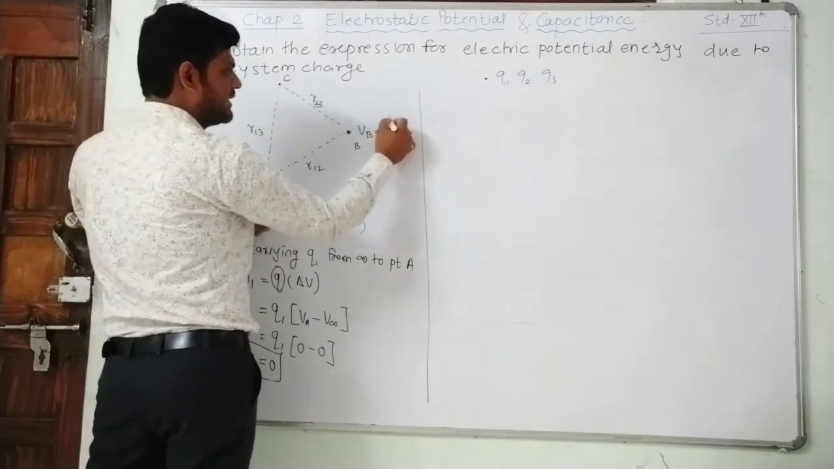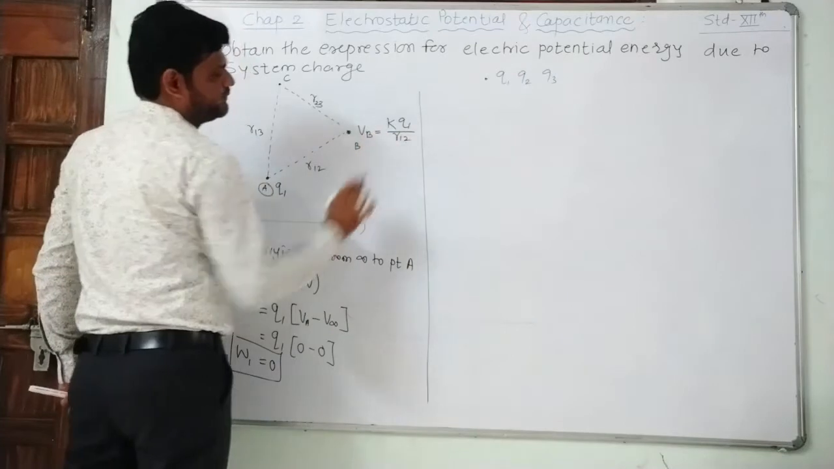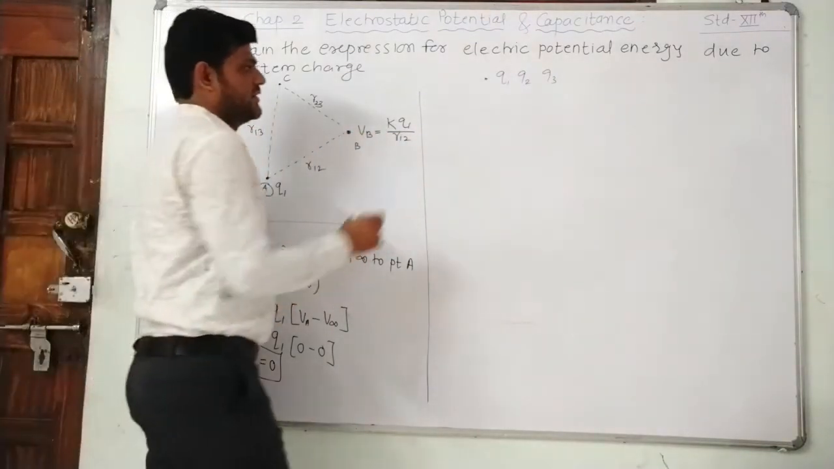And what is that formula? That is K Q1 divided by R12, the distance between them. So this is the potential at point B. Correct? Okay. Second step.